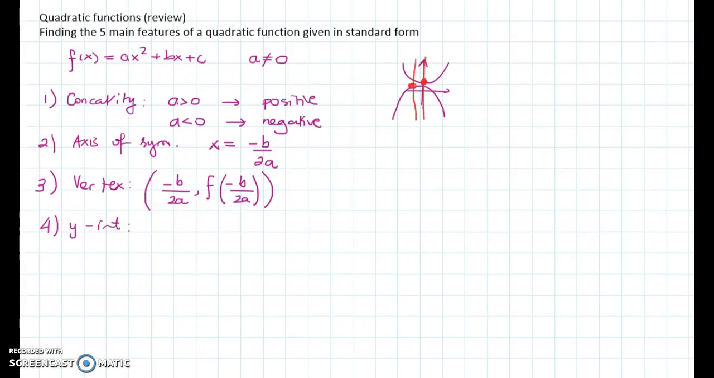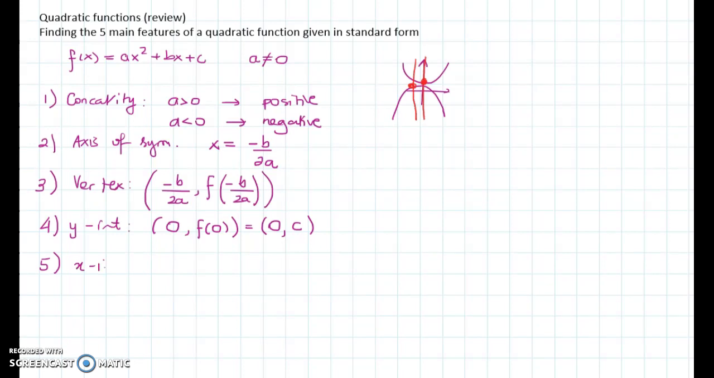To find the y-intercept, that's the easiest. Well, we know how to find the y-intercept of any function because we know the y-intercept is a point on the y-axis, so the x-coordinate is 0, so we need to find what is the value of applying the function to the value 0. And in this case, it's very easy to see that this is c.